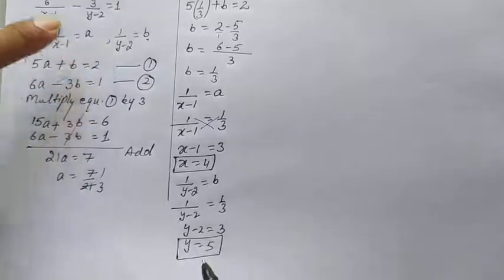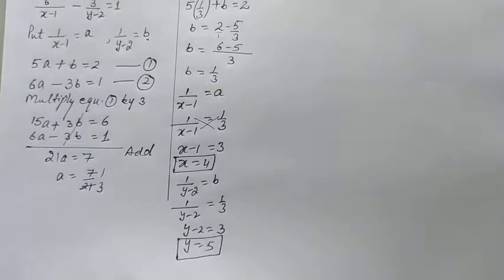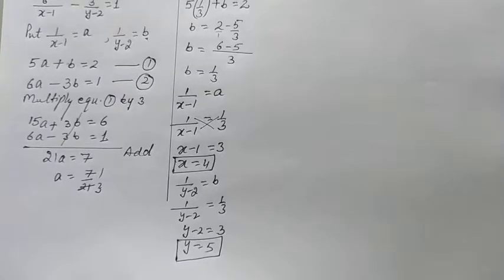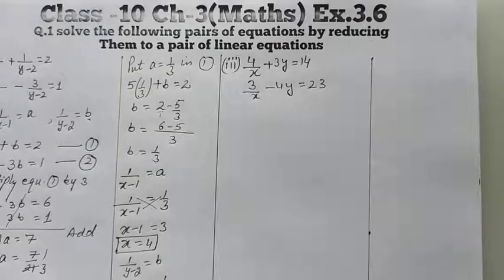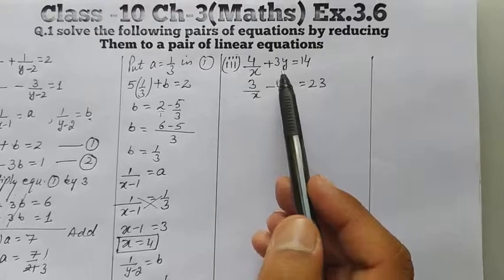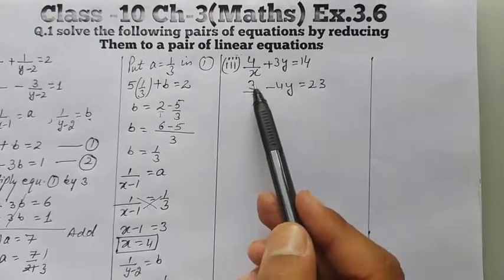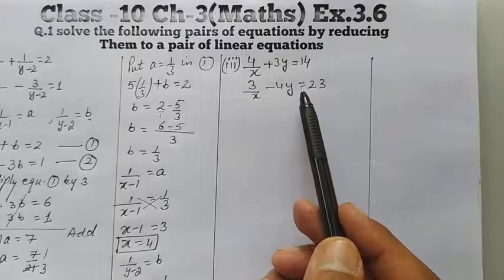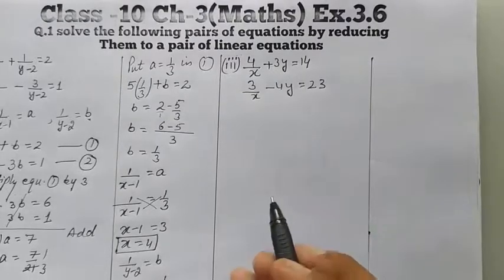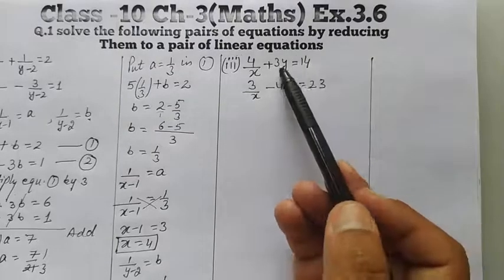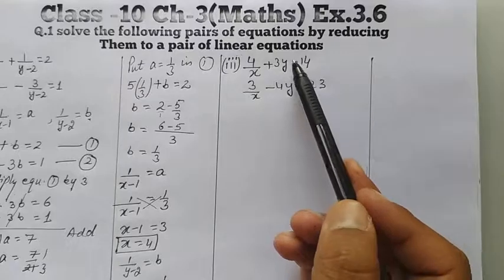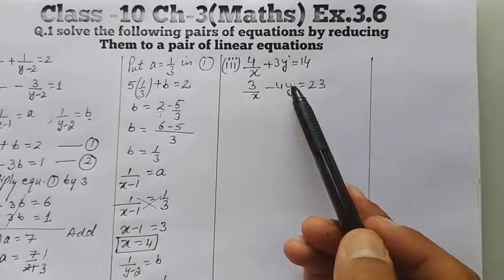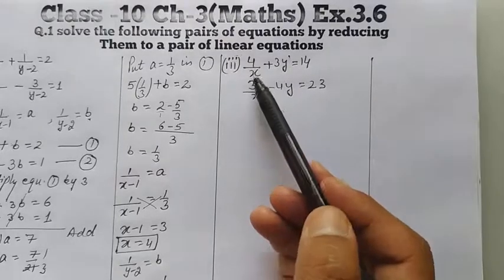So x is equal to 4 and y is equal to 5 is the answer of this question. Now let's do this third part. 4 over x plus 3y is equal to 14, and then 3 over x minus 4y is equal to 23. So here if you see, 3y and 4y are fine because their power is 1 already. Okay, so we need to change this 4 over x and 3 over x.